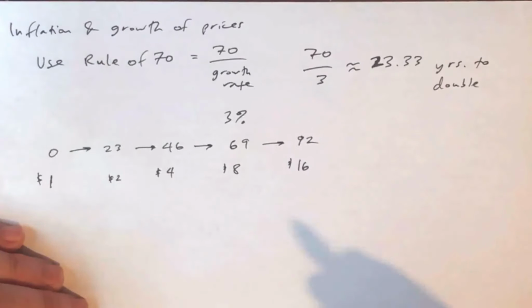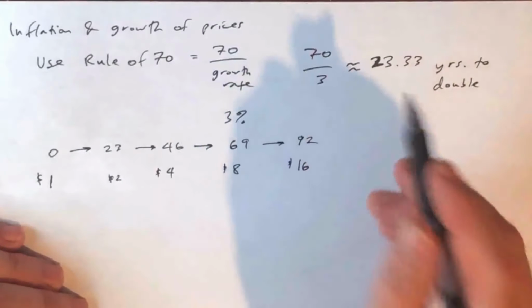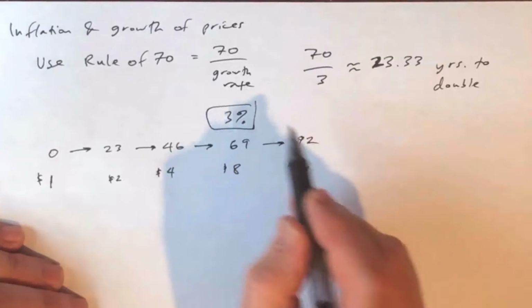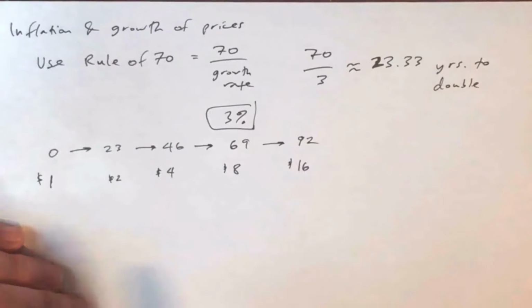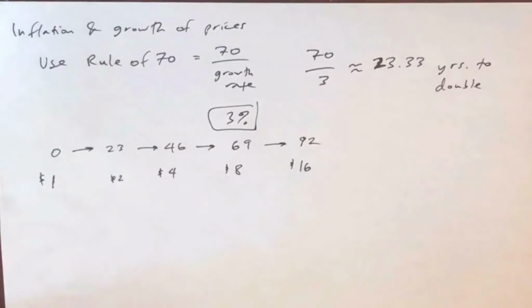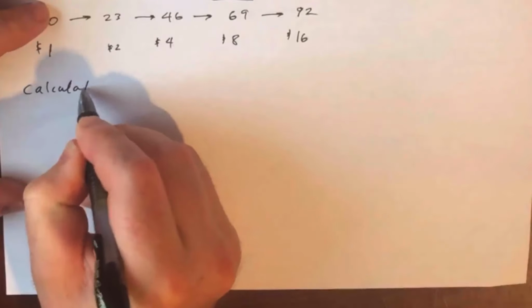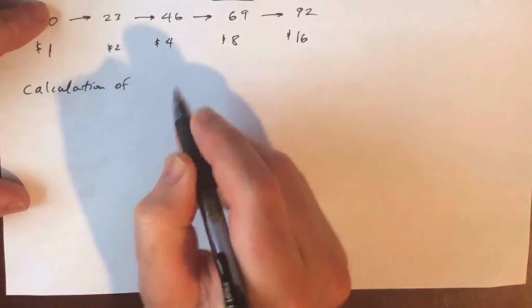Okay, so an inflation rate like we've seen, the historical inflation rate in the United States about 3%, that's not stable prices at all, right? That's actually fairly rapid change in the price level. So next thing we're going to look at is the calculation of inflation.